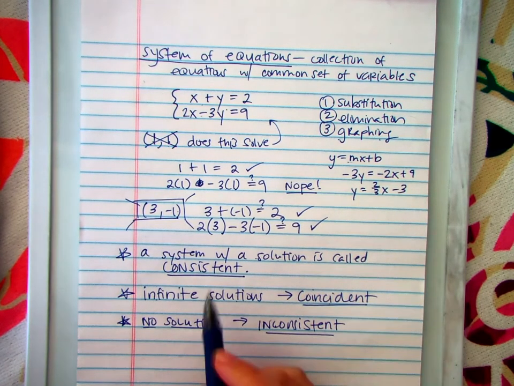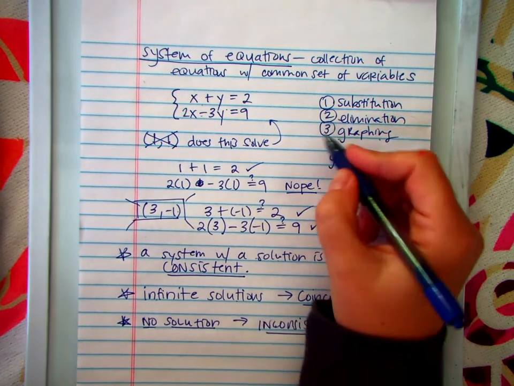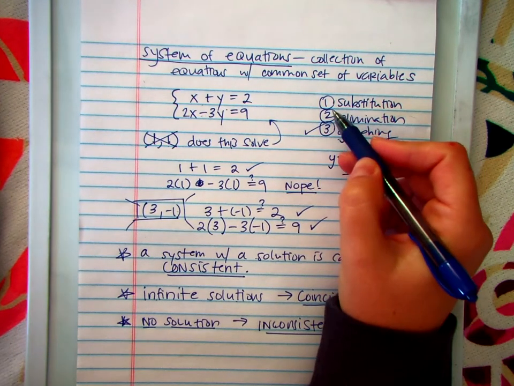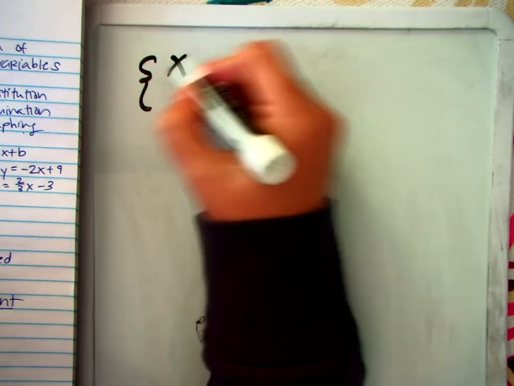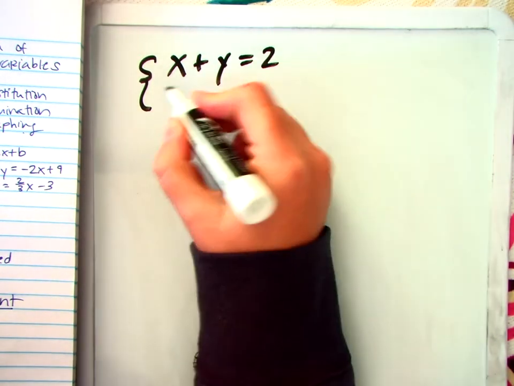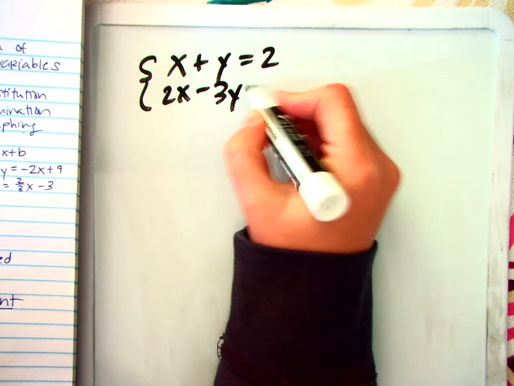so let's go back to this system. We talked about how to do graphing. Let's talk about substitution and elimination. So I'm going to do that for you guys. Let's do it on here. Why not? So we've got our grouping symbol, x plus y equals 2, 2x minus 3y equals 9.